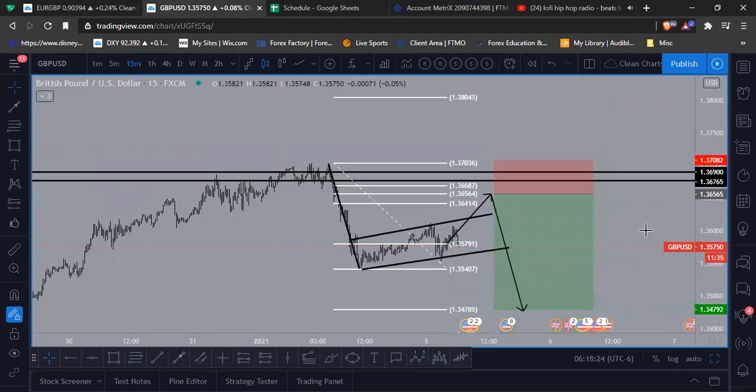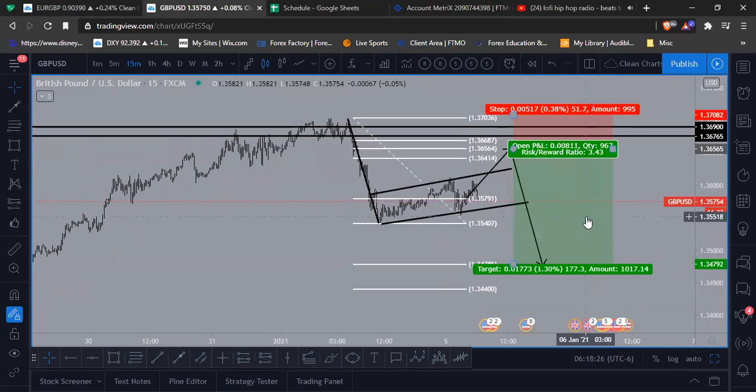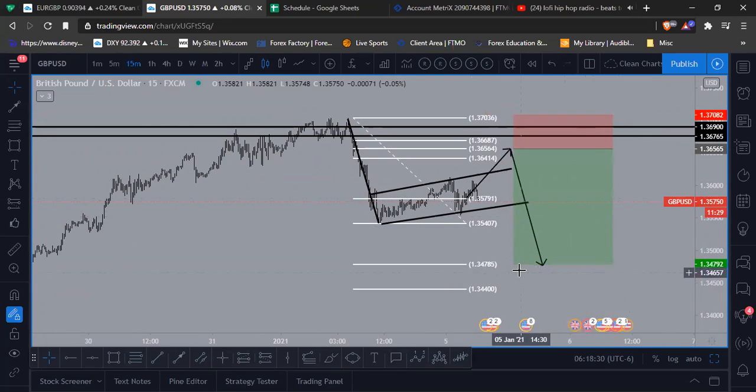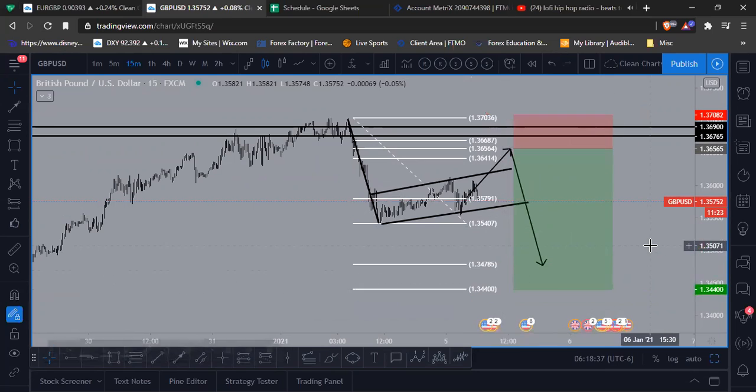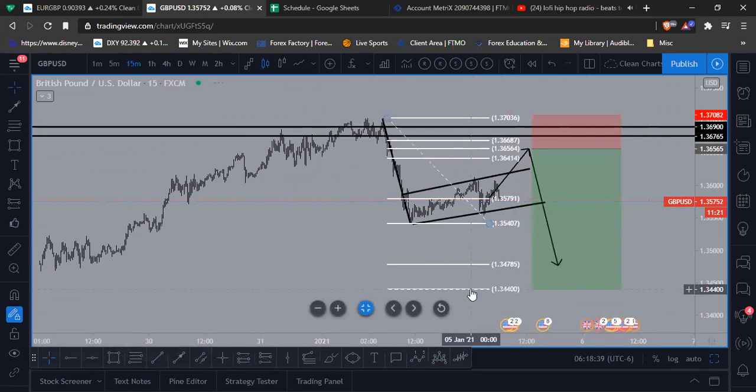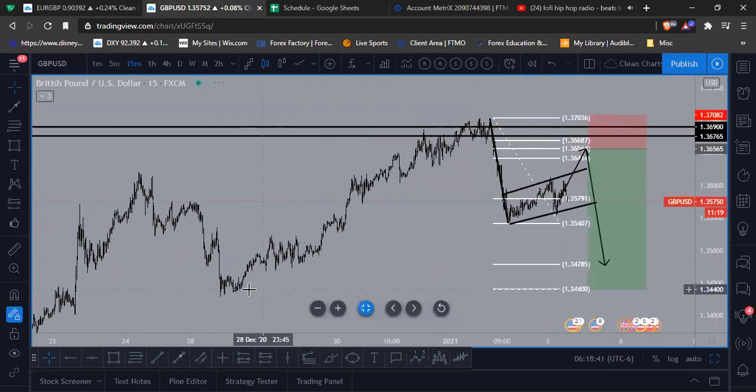A 52 pip stop loss to go ahead and gain 177 pips. It's a 1 to 3.43 risk reward, or you can even have your target down here at the 61.8 extension, which is at 1.34400, which actually is a cleaner number in my opinion. And also you can see these lows before price took off. So that's kind of where I would want to see price go to in all actuality.